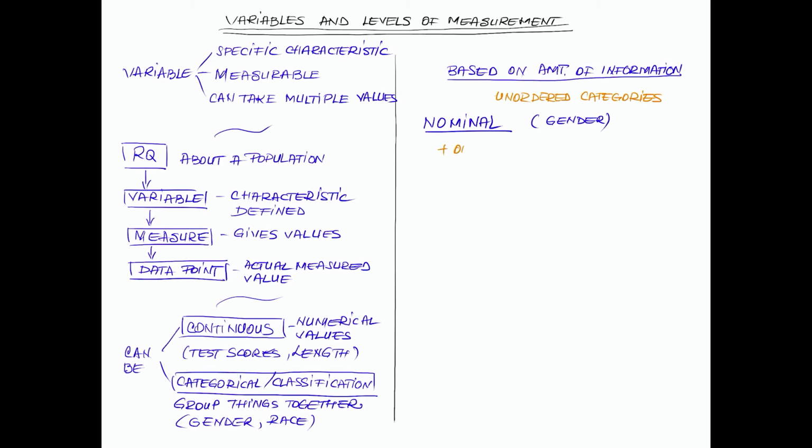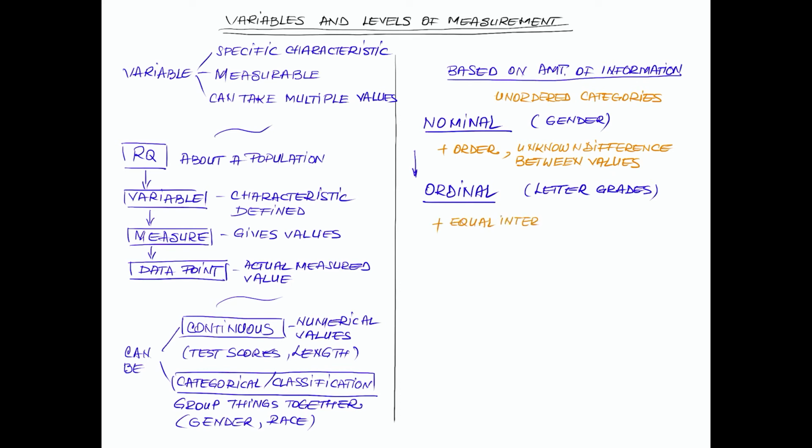If the categories have a natural order, but do not represent equal intervals, or the difference between them is unknown, we have an ordinal variable. This is, for example, the case of letter grades.